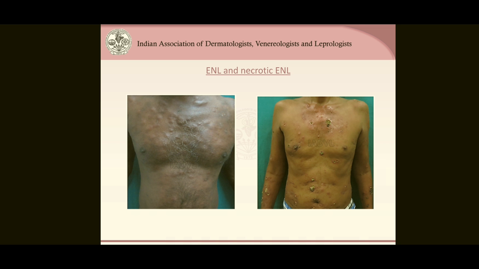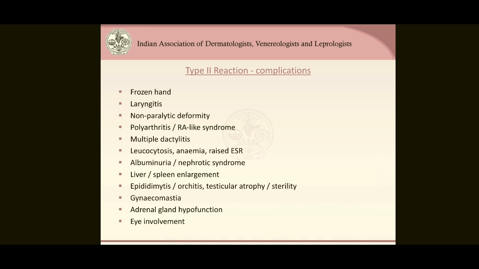erythema necroticans. Type 2 reaction complications include frozen hand, laryngitis, non-paralytic deformity, polyarthritis or rheumatoid arthritis like syndrome, multiple dactylitis, leukocytosis, anemia, raised ESR, albuminuria, nephrotic syndrome like picture, liver and spleen enlargement, epididymitis, orchitis, testicular atrophy leading to sterility. Due to testicular atrophy, there will be reduced testosterone, hence they can have gynecomastia also, along with adrenal gland hypofunction and eye involvement. The complications I've already mentioned before.